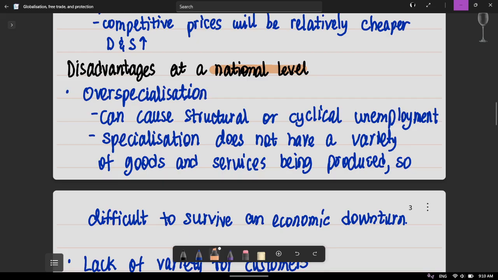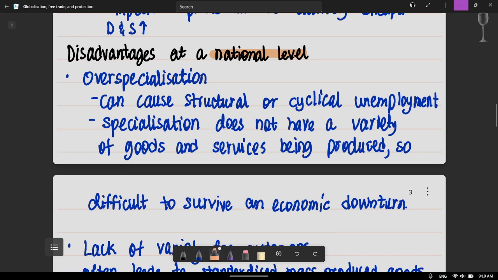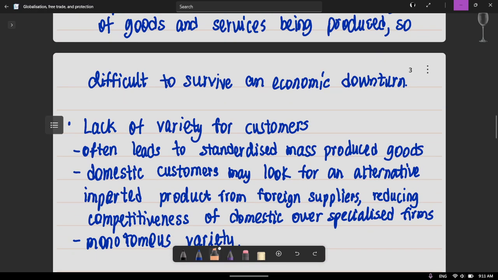Over specialization can cause structural or cyclical unemployment. And how does that happen? Since specialization does not produce a variety of goods and services, it focuses on the production of particular goods and services. It can be difficult for firms to survive if there's an economic downturn. If there's a recession, people are not demanding much of particular goods, then that could cause structural or cyclical unemployment as their demand is low and they may have to lay off workers.